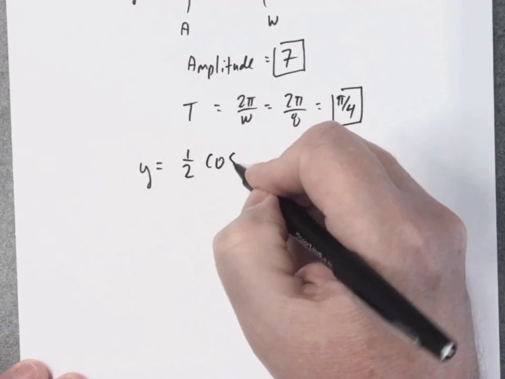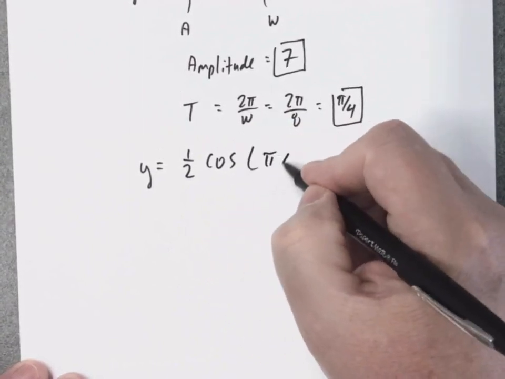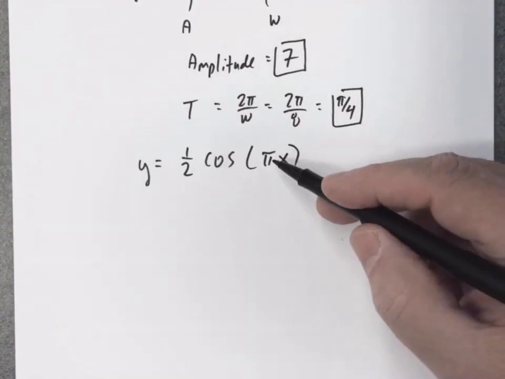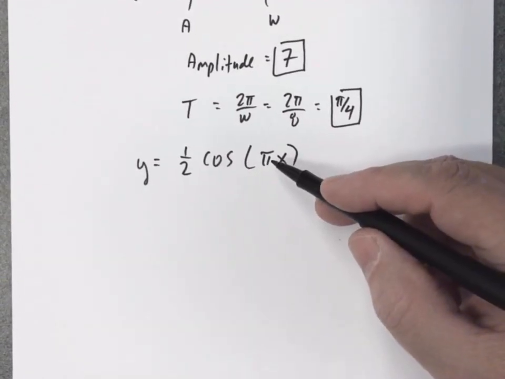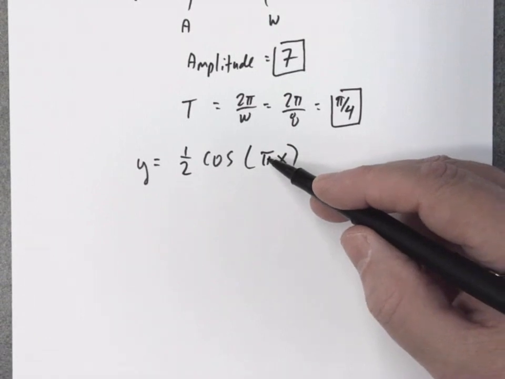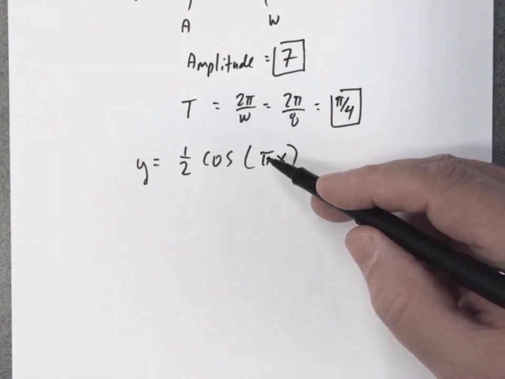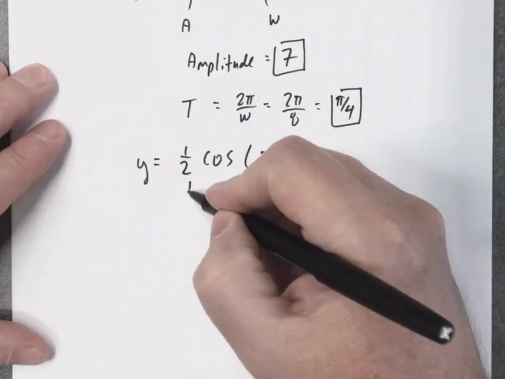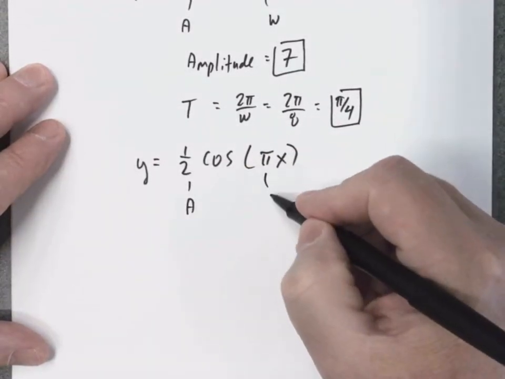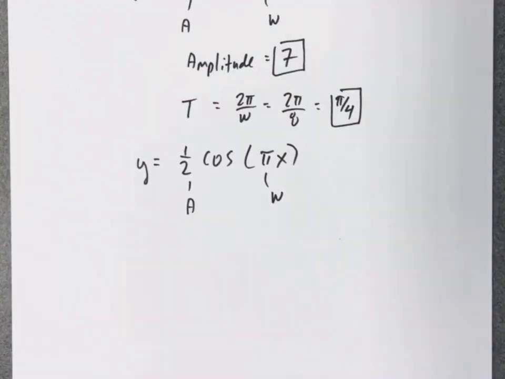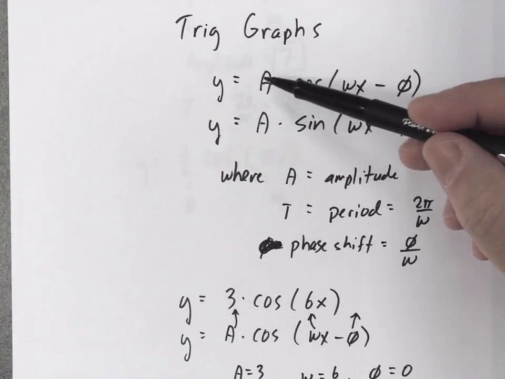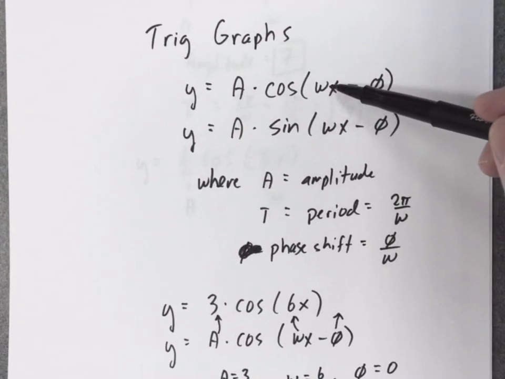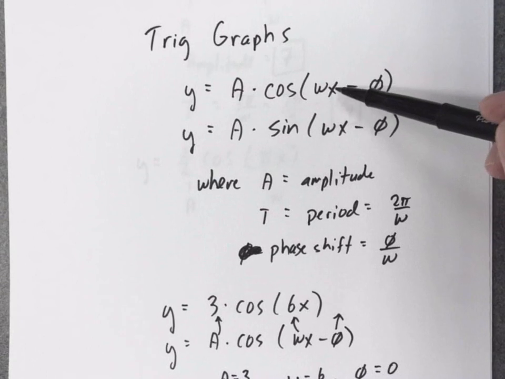1/2 cosine of pi x. Remember, pi is a special number, but it is a number. Right, it's not a variable, it's actually a number. So this is going to be my A, and this is my omega. Once again, A is what's in front of the cosine, omega is inside the cosine, and it's what's multiplied, the coefficient of x.